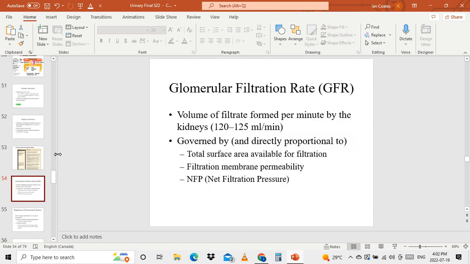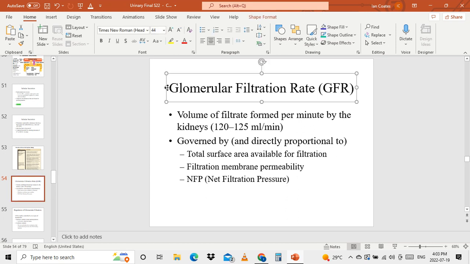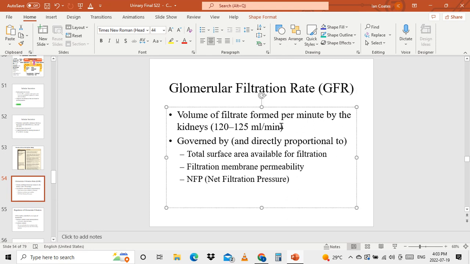Let's keep on moving, shall we? You remember your filtration rate. Well, here we have the glomerular filtration rate. If you actually calculate it, the kidneys are processing about 120 milliliters a minute. It's pretty crazy, eh? Can you believe 180 liters of filtrate is made every day?